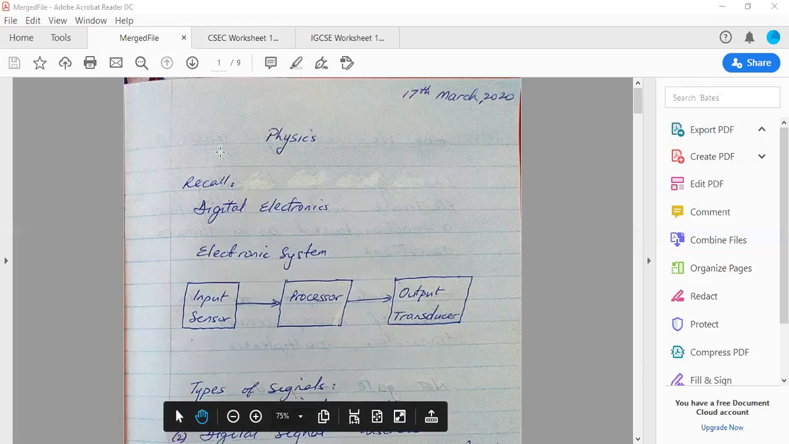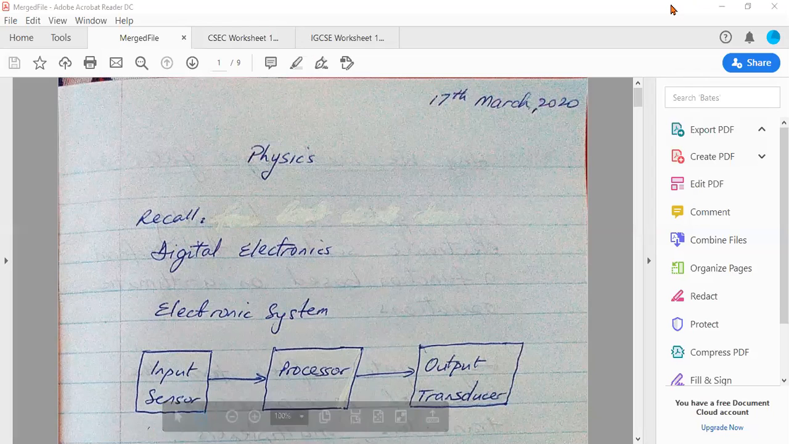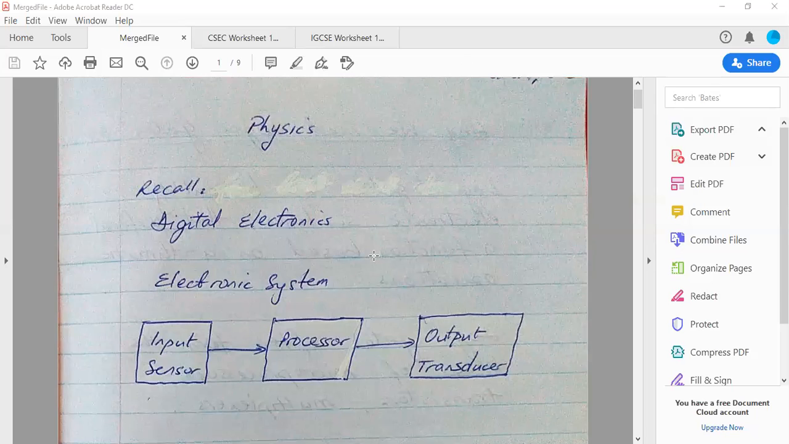Continuing from last week's class, we covered, at the ending of last week's session, digital electronics. If anybody can recall, we did digital electronics, and in digital electronics, we covered electronic systems.